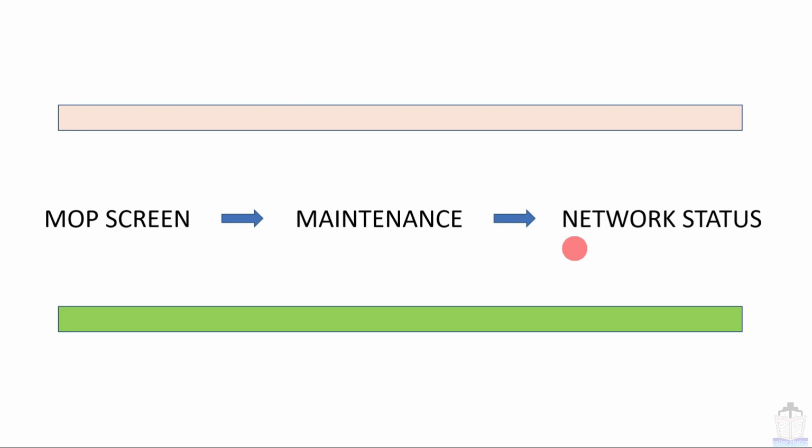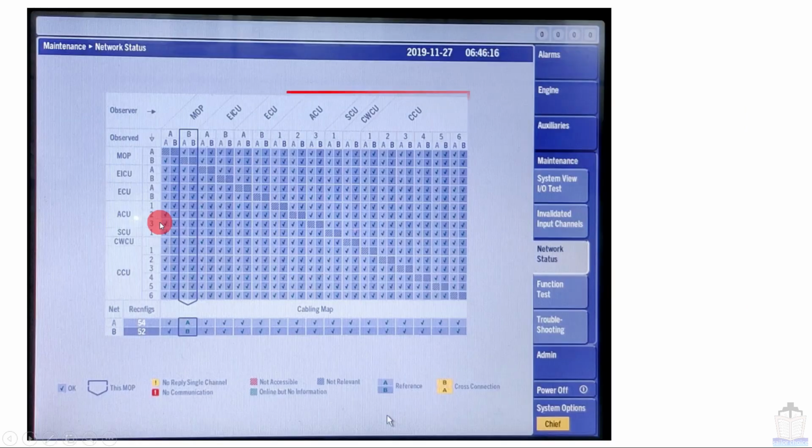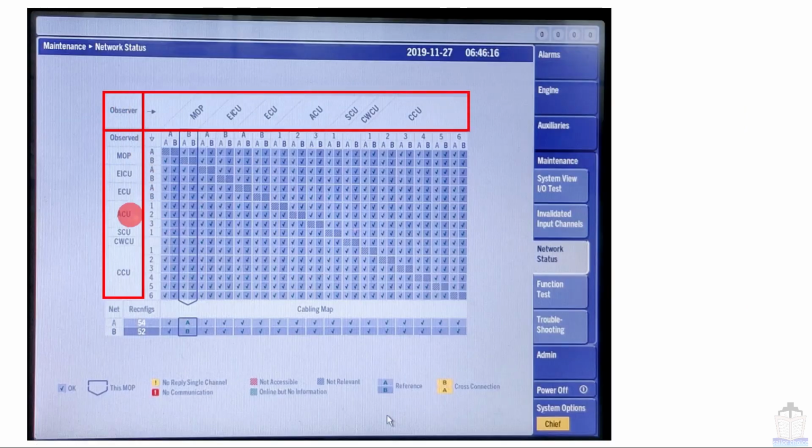Here we are going to talk about the network status, which is available in the maintenance window, that is a part of the MOP screen. Now in this picture we are going to talk about two things, the observer and observed. The simple meaning of observer is that the data which is sent by any MPC, then this will be called the observer, and the data which is received by any MPC will be called observed. I can give you a simple example by which you can understand.